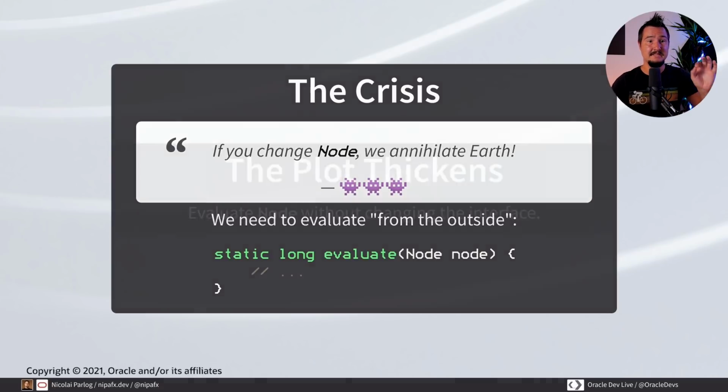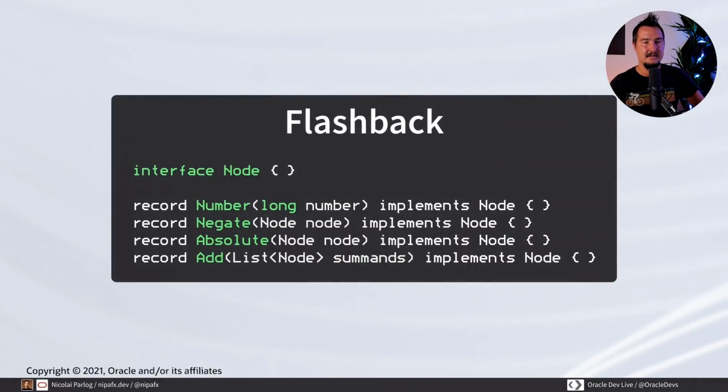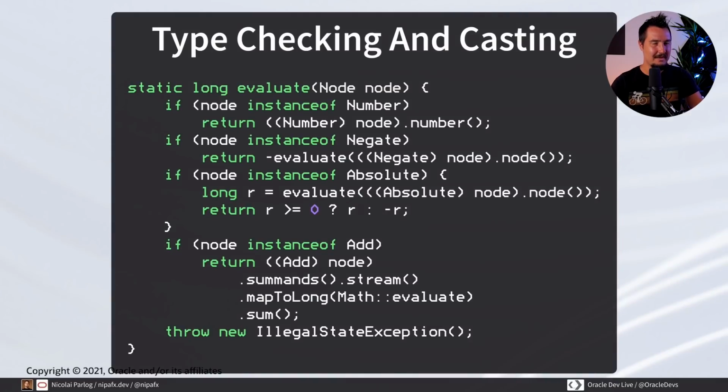Okay, so that means we need to evaluate the result of this computation without changing the interface. We need to do this from the outside. So just as a flashback, these are the types that we have, right? The interface node, and then number, negate, absolute, and add, which implement this interface. Well, then given a node, what we can always do is an if-else cast chain, right? So you can say, given this node that I need to evaluate, is it an instance of this number node type? If yes, I can cast it to that type and then get the number out. And that surely is the result of the evaluation of a number node.